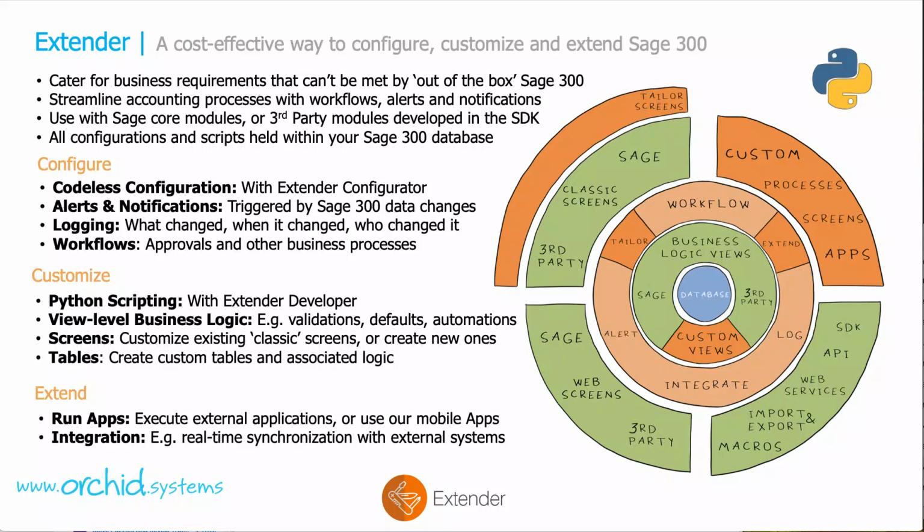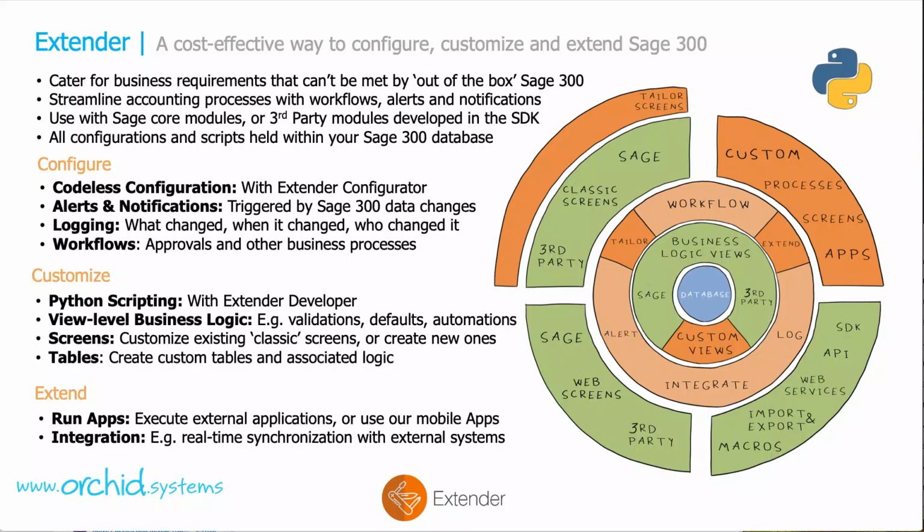You can use it with Sage core modules or third-party modules which have been developed in the Sage 300 SDK. And all configurations and scripts are held within your Sage 300 database, which is critical from a backup perspective. So you can configure how your Sage 300 environment works with codeless configuration, alerts and notifications, logging and workflows.